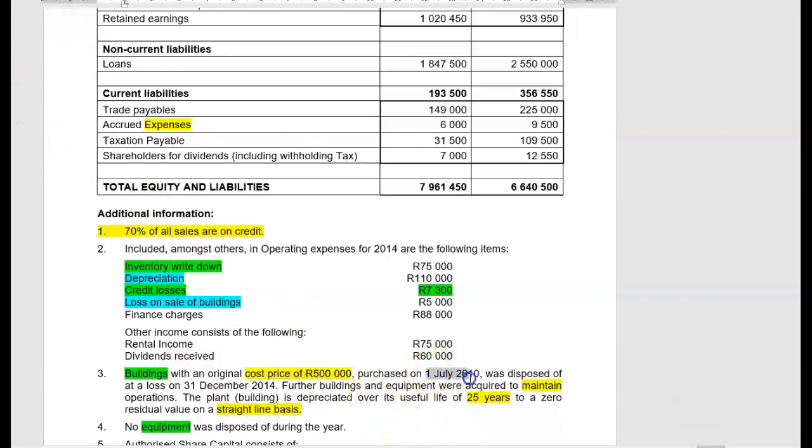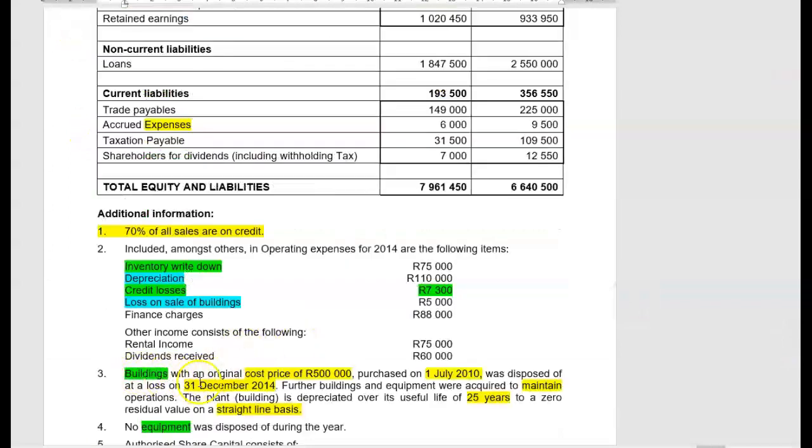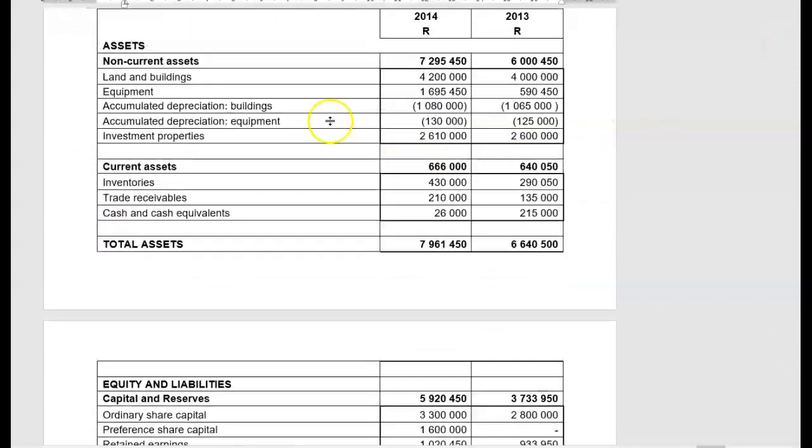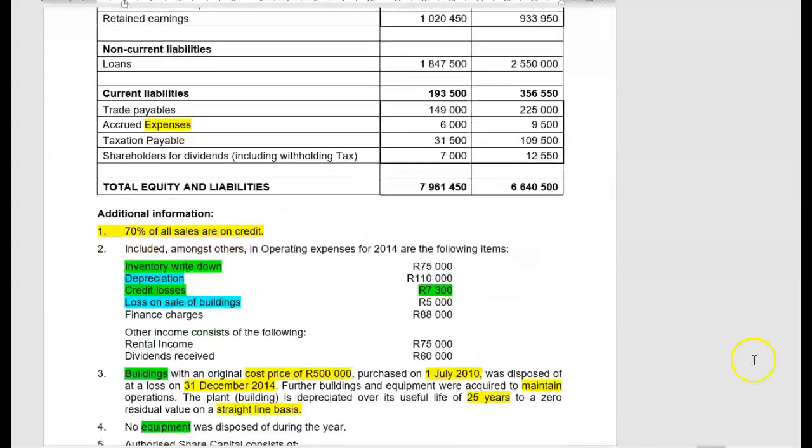They gave us the purchase date, 1 July 2010. They've told us what our depreciation policy is. And we know that we are currently at 31 December 2014, and this building was disposed of as of 31 December 2014. We also sit with final figures, so included in our total depreciation charge for the year, which is included in operating expenses, that 110,000, must be all the depreciation that was passed for the current year, also based on this building that we've sold.